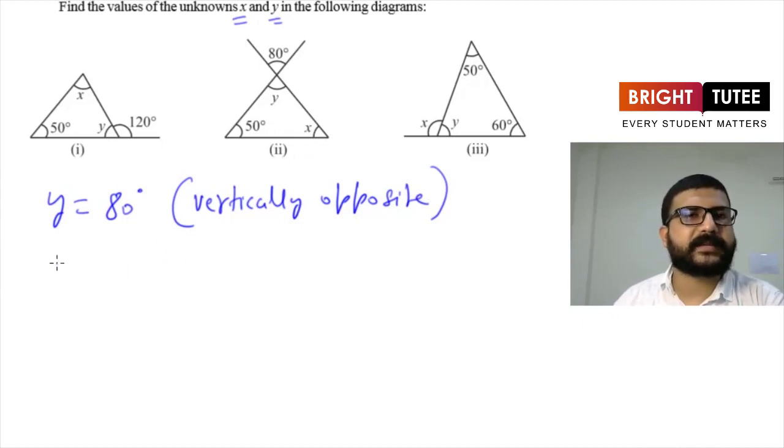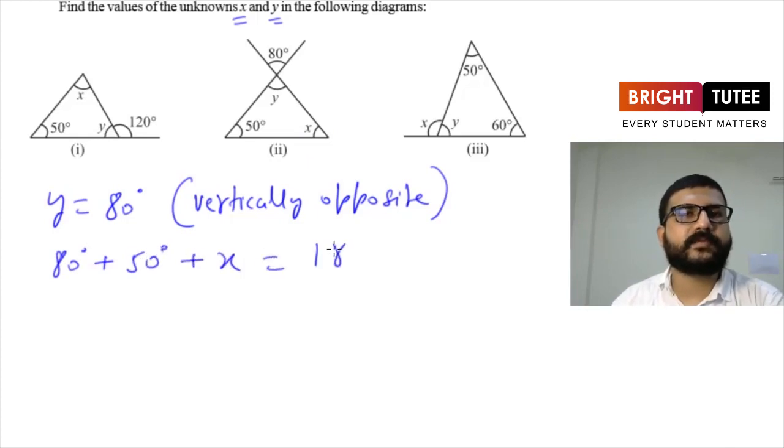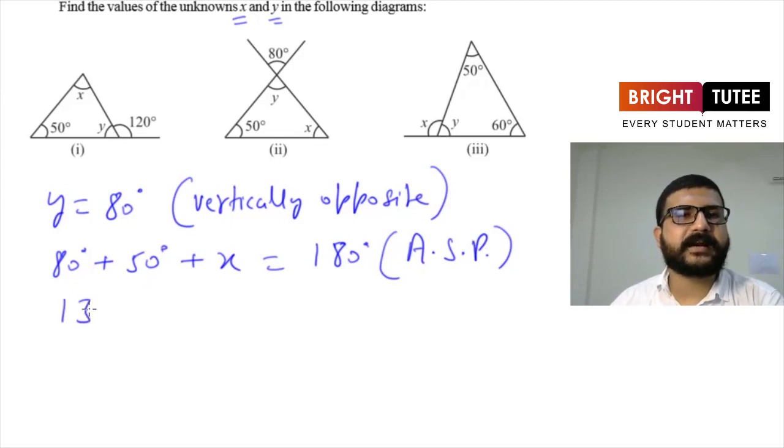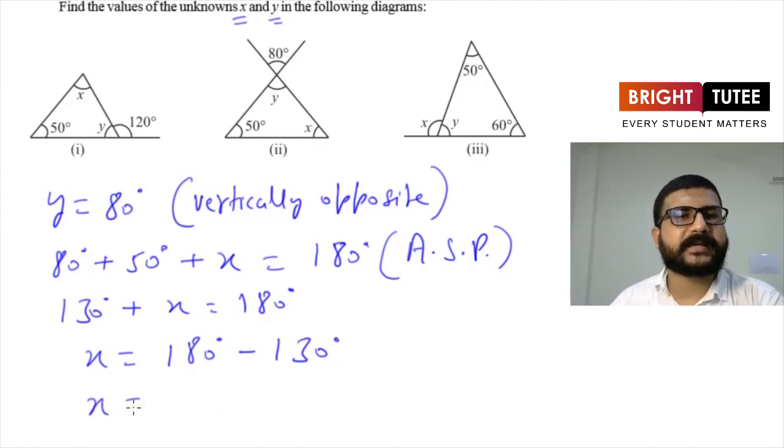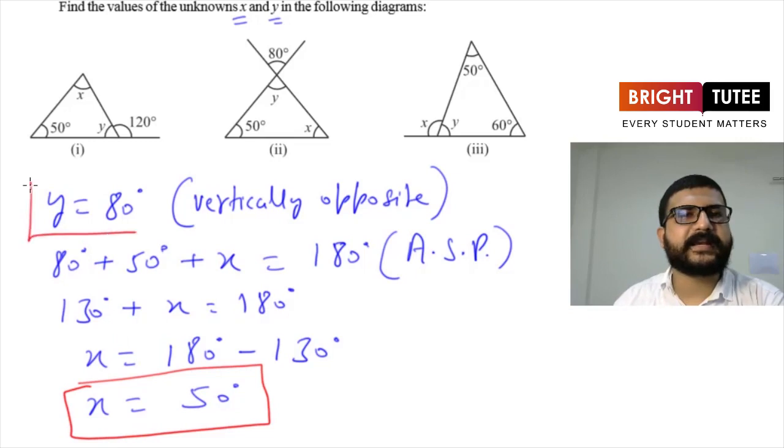Let's add all the angles. We will get 80 degrees plus 50 degrees plus x is equal to 180 degrees. This is angle sum property. Now let's simplify this. We will get 130 degrees plus x is equal to 180 degrees. Now we can transpose this 130 degrees on the right side of the equation. So this gives us x is equal to 180 degrees minus 130 degrees. Now from here we will get x is equal to 50 degrees. So we got the value of x as 50 degrees and the value of y was 80 degrees.